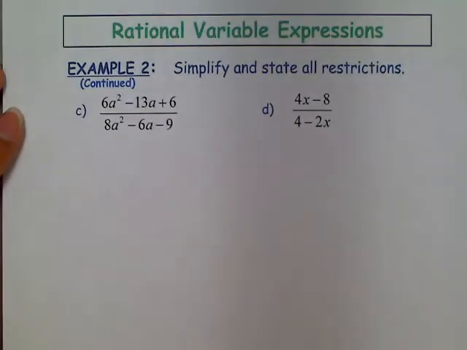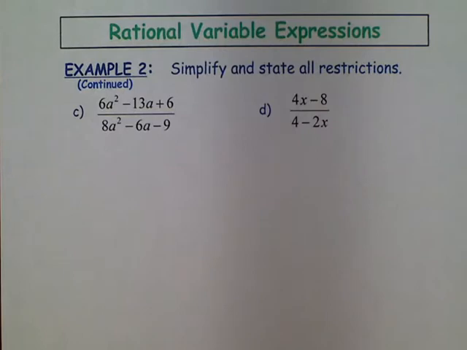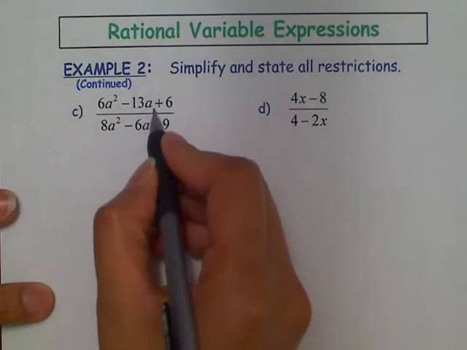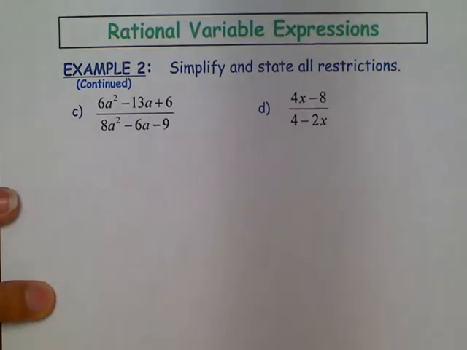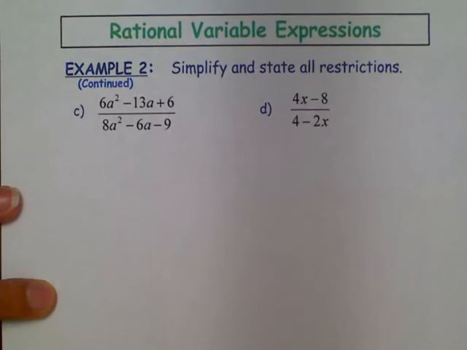Okay, here's a couple more examples. Again, we're simplifying and stating our restrictions. And so the first thing we need to do is factor the numerator and denominator. What you'll notice is this time you have some complex trinomials. So I'm going to factor one of them on the side, just to remind you how to factor a complex trinomial, and then we'll go with it from there. So I'll just show you down here.